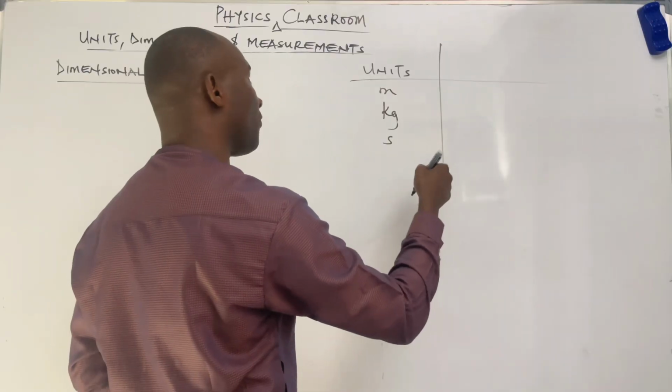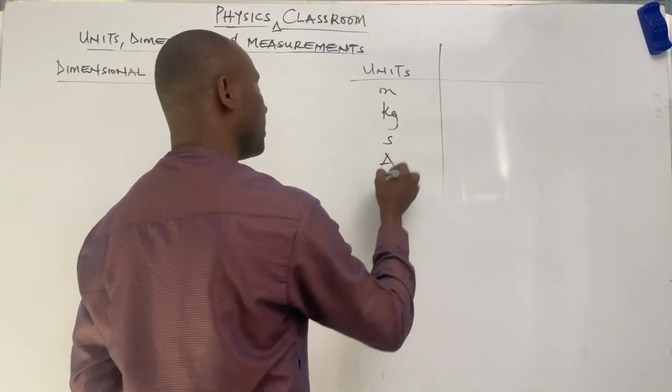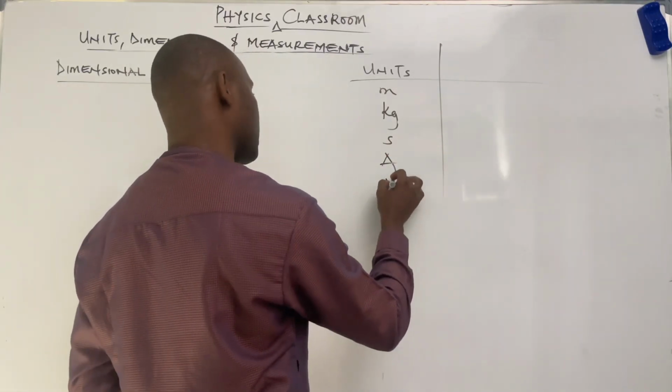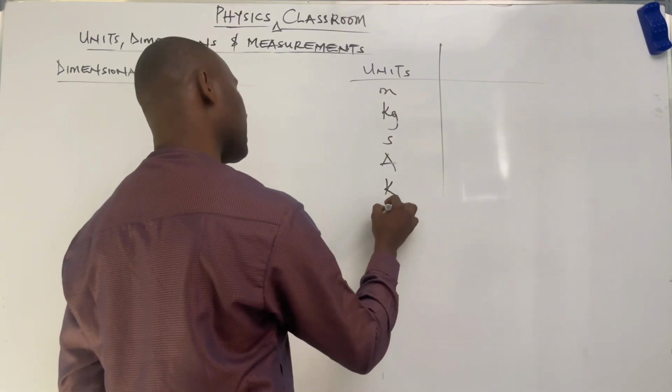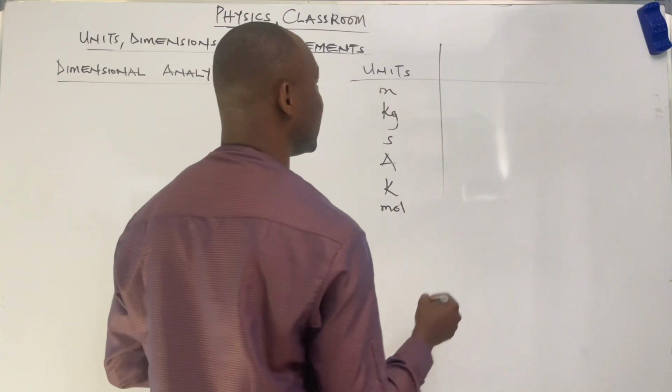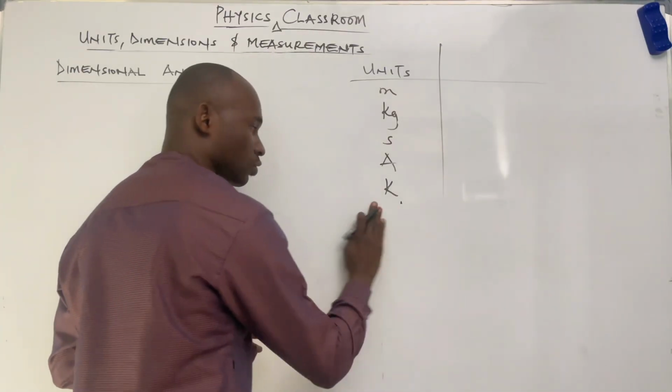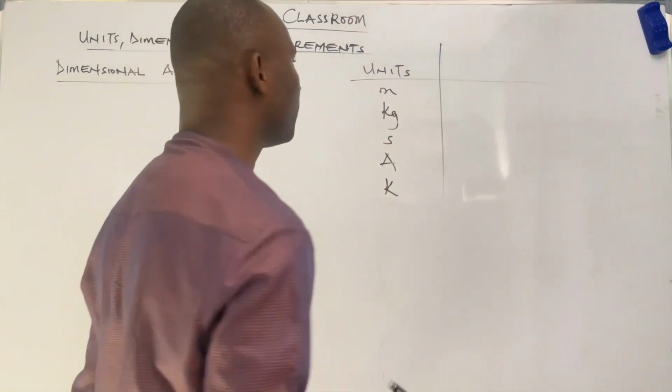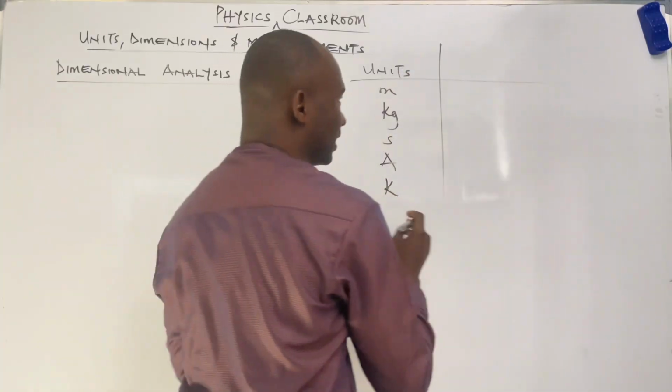Unit of electric current is ampere. Unit for temperature is Kelvin. That of amount of substance is mole. And that of luminous intensity is candela. We remove the last two, mole and candela. Let's work with these 5. These are the fundamental units.